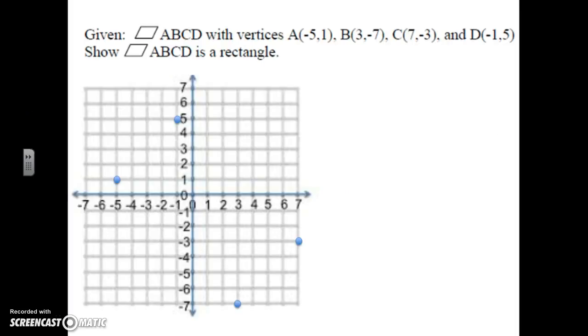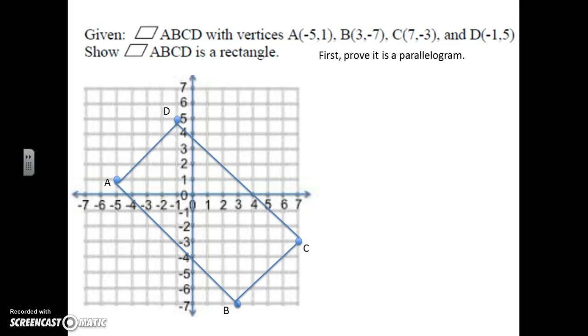Here I have a parallelogram ABCD with vertices A, B, C, and D. I've plotted those points. I'm going to label and connect them so I can see the shape. I want to show that this is a rectangle, but before I can do that, I have to prove it's a parallelogram. So I'm going to prove it using the opposite slopes method. I'm going to prove that the opposite sides are parallel, or that the opposite sides have the same slope.